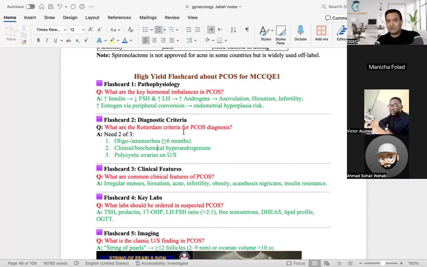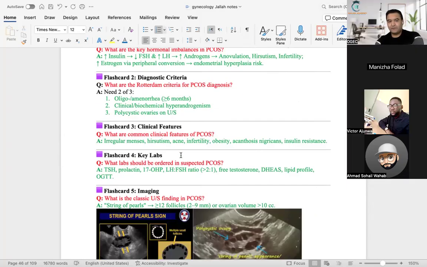What are the Rotterdam criteria? The Rotterdam criteria for PCOS is PCO. P stands for polycystic ovaries on ultrasound: more than 12 follicles, or ovarian volume more than 10 milliliters. C stands for clinical or biochemical hyperandrogenism, like hirsutism, acne, and so forth. O stands for oligo-amenorrhea, more than 6 months, or the patient will have fewer than 8 cycles per year.